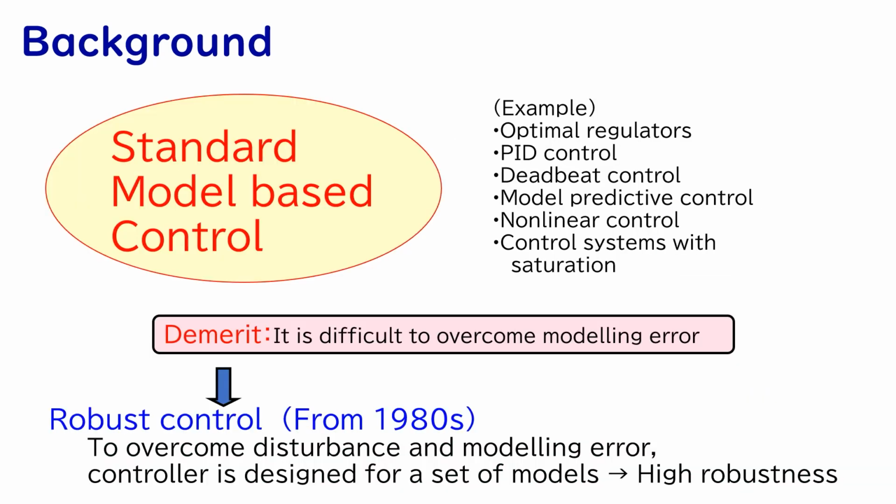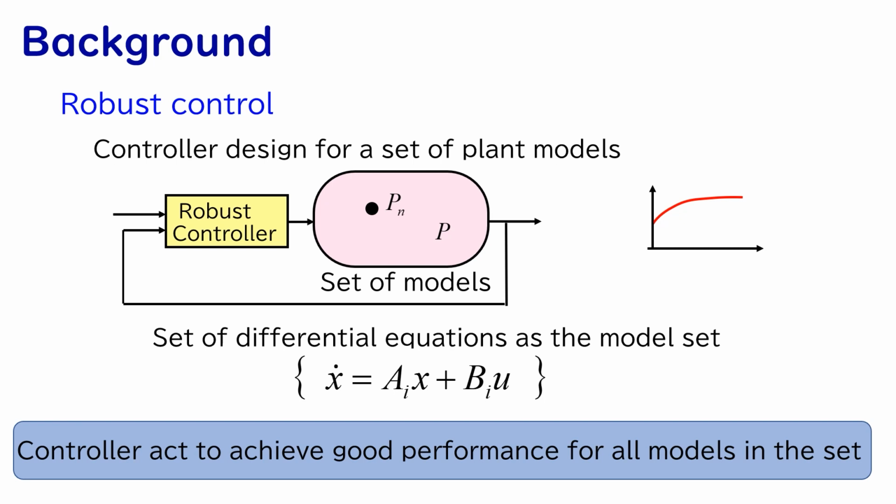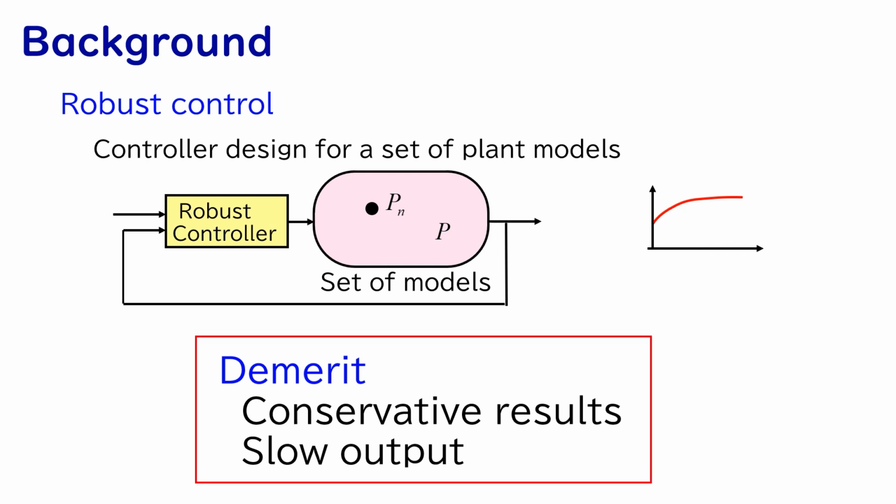To overcome the demerit of standard model-based control, robust control is addressed. The controller is designed for a set of models. Conventional robust control involves control for a set of mathematical models. Specifically, a good controller is designed for all models in the set. This means, in other words, that the controller is derived such that the best results are obtained for models of the worst-case plant. As a result, the control response tends to be slower.